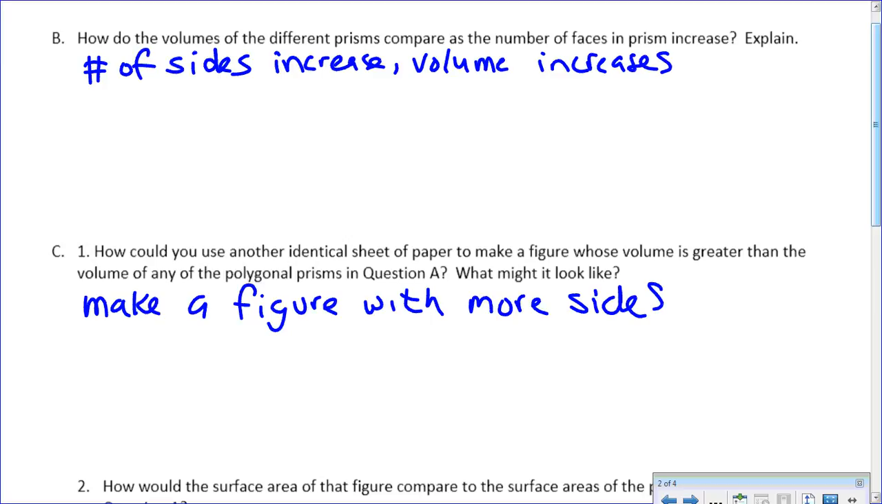So by adding more sides to the prism, it almost starts to look like a cylinder, right? Except it's not rounded, because it's going to have flat sides, but it's going to look like a cylinder. And the cylinder would have the max volume.